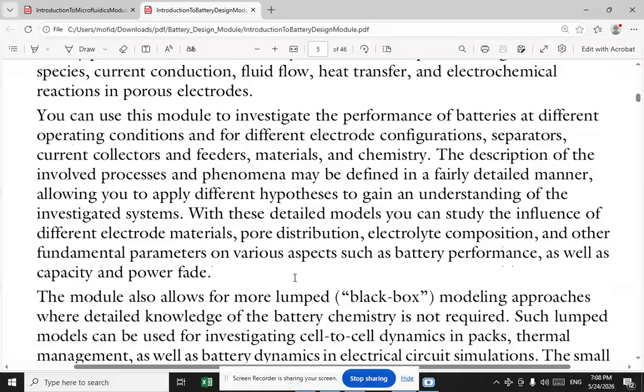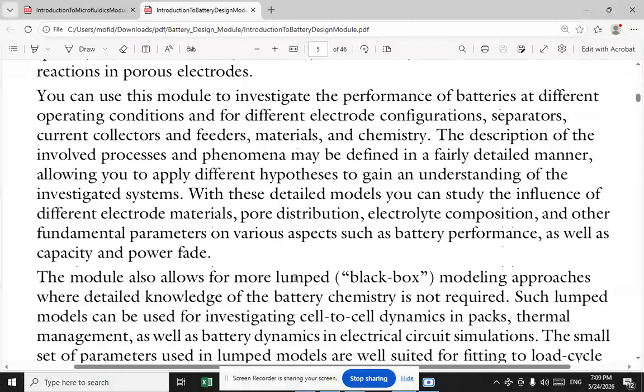The description of the involved processes and phenomena may be defined in a fairly detailed manner, allowing you to apply different hypotheses to gain an understanding of the investigated systems. With these detailed models, you can study the influence of different electrode materials, pore distribution, electrolyte composition, and other fundamental parameters on various aspects such as battery performance as well as the capacity and power fade.